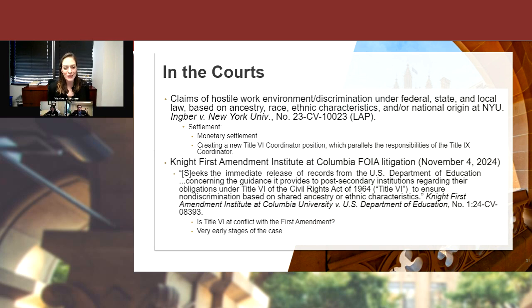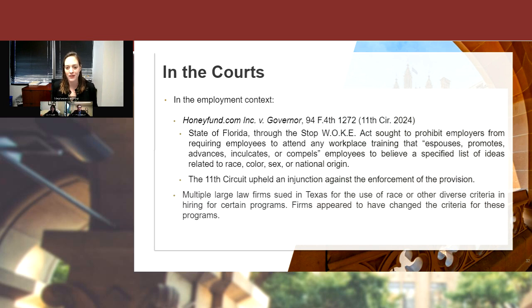Another really, really new, interesting case is this Knight First Amendment Institute at Columbia FOIA litigation. So it's a case that was filed under the Freedom of Information Act. It is a case that's actually asking for the Department of Education to hand over their guidance of what they tell schools to do so that they are compliant with Title VI. They're looking to see if this guidance is at odds with First Amendment rights, which we'll talk just briefly about here too. So another sort of First Amendment piece, this is actually at the state level.